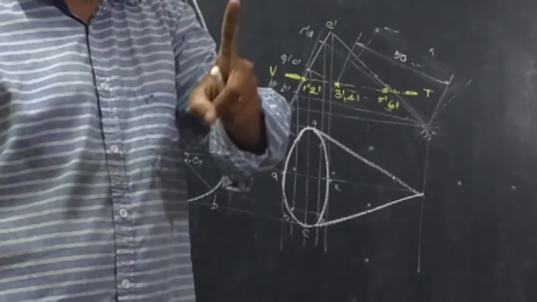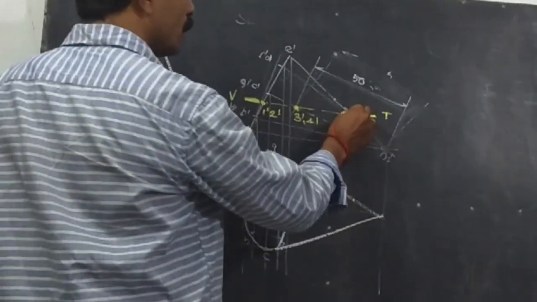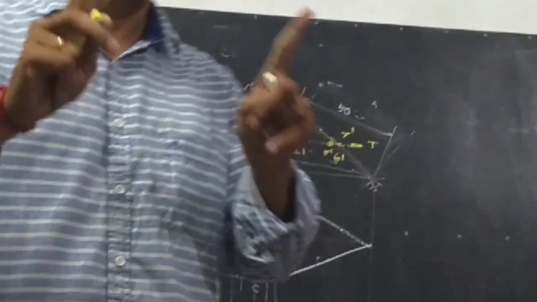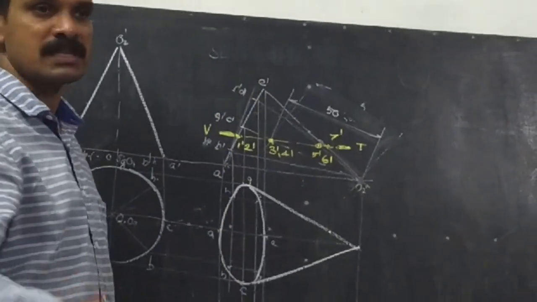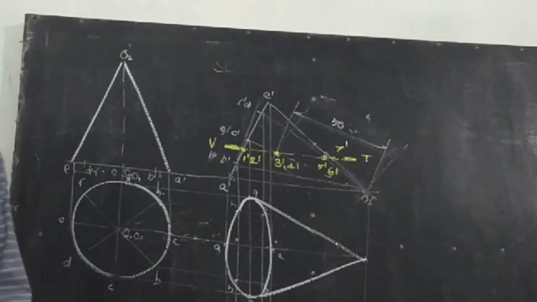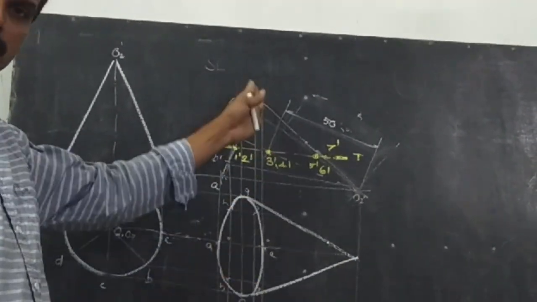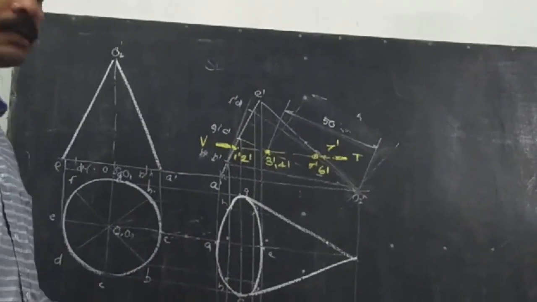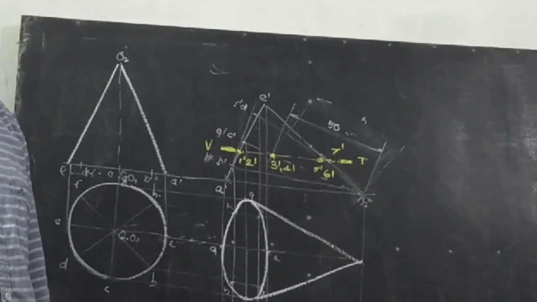There is only one generator, that is O2 dash, E dash. So name that point as 7 dash. So we have obtained 7 different points on the cone which was intersected by the section plane. Is it clear? Now what will be the next step? Project all these points on the corresponding top view, locate the corresponding points and enclose the curve. Then we will get the section dimension, right?